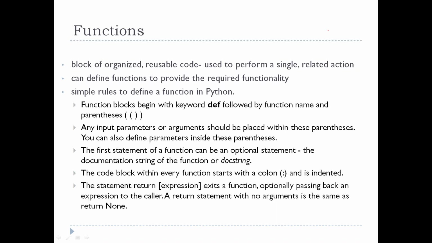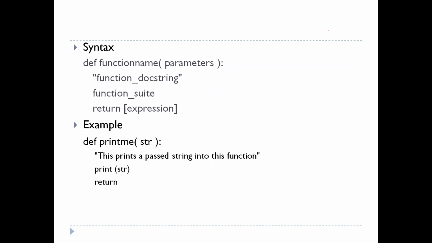There are basic simple rules to define a function in Python. We will look at these rules with the help of an example. So let's first look at the syntax of a function. This is the basic syntax. We use the def keyword to tell our Python interpreter that whatever we write next is a function, till this indentation.